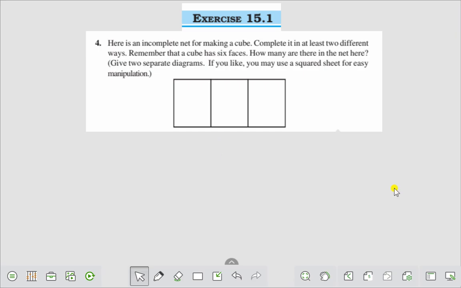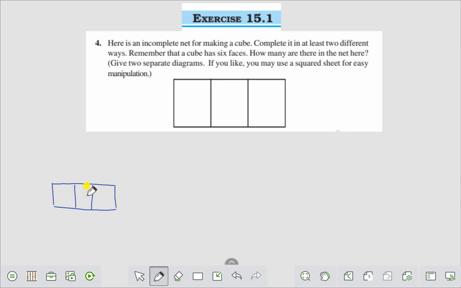Let us make a cube. Here three faces are given, therefore you have to make another three faces to make a net for a cube. These three faces can be used in this way. That is, here there are three faces. There are three faces here. 1, 2, 3.